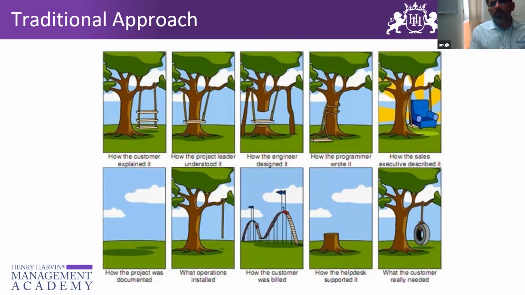So this is one formation of how projects used to happen in traditional waterfall. So it's not that waterfall is something which was bad.